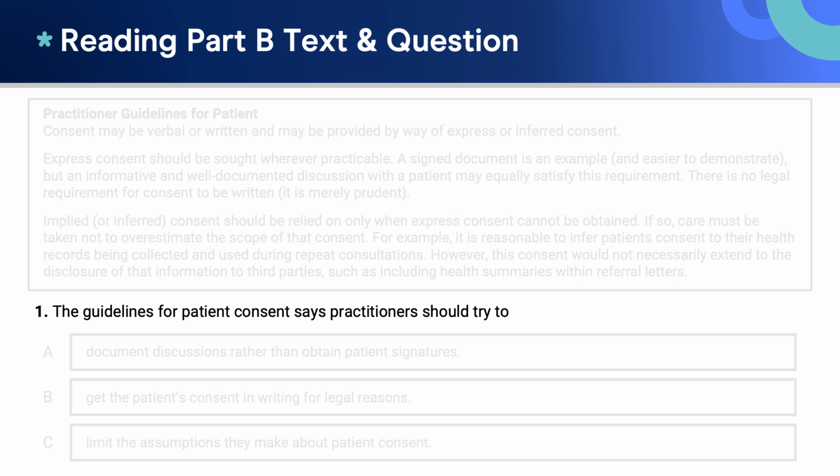Okay, let's read the incomplete first part of the sentence. The guidelines for patient consent says practitioners should try to... Okay, so it's a positive statement. They should try to, not a negative, which would be should not. That's something to be mindful of.